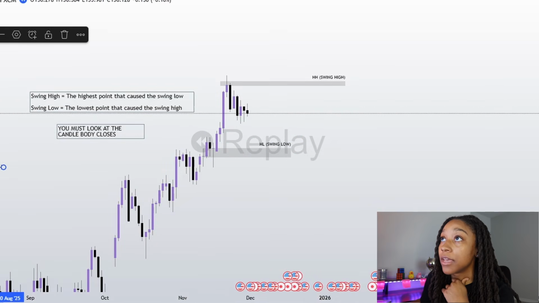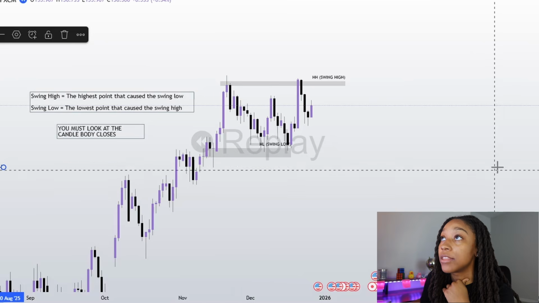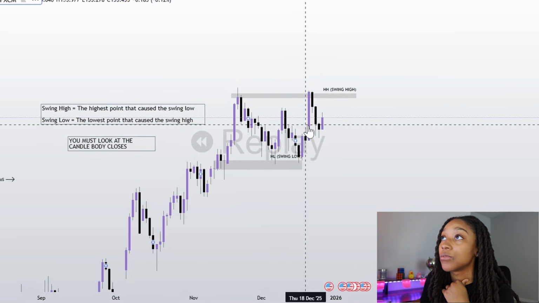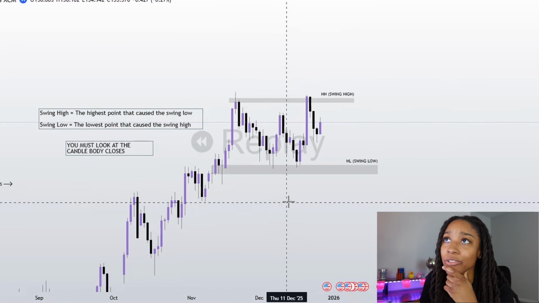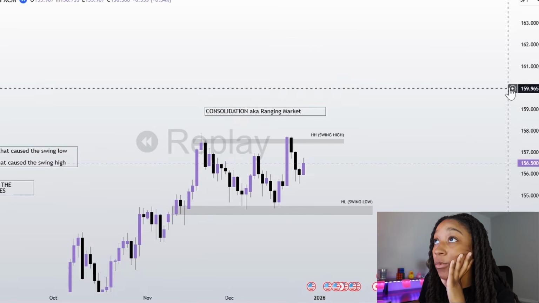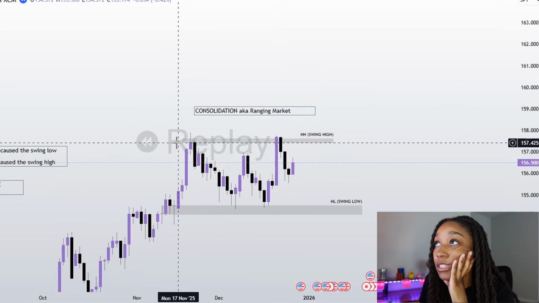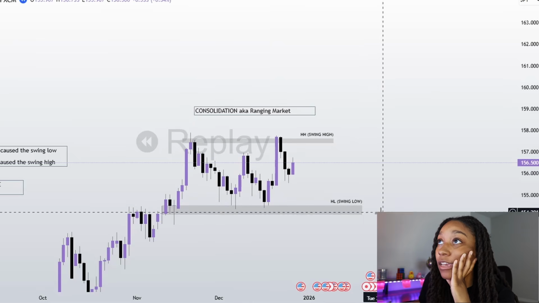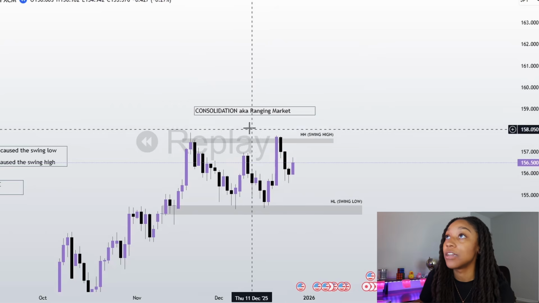Price came down, came super low, and then what happened? At this point, price is kind of moving sideways. We're failing to break the high and break the low. What is this called? Do we remember what this was called? If you remember correctly, we defined that when the market is failing to make a new high and make a new low, we are now in a consolidating market. So consolidation, also known as a ranging market.